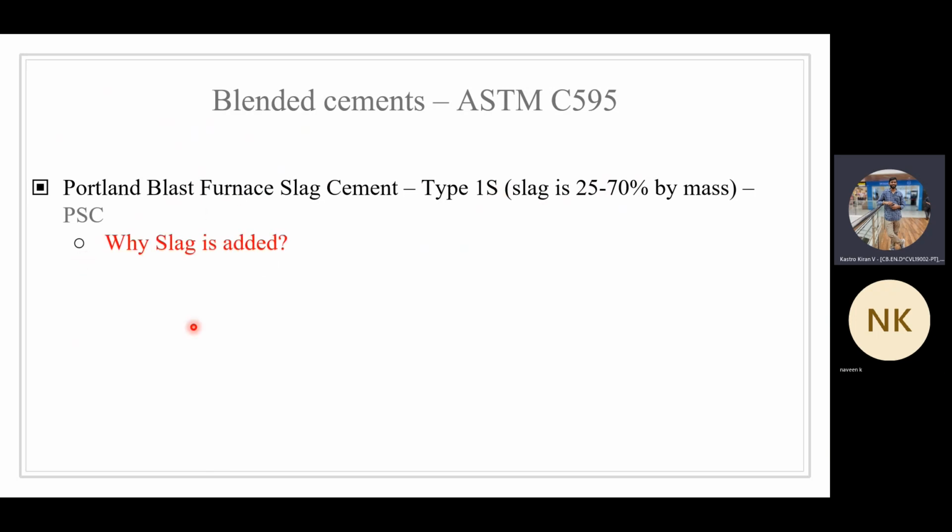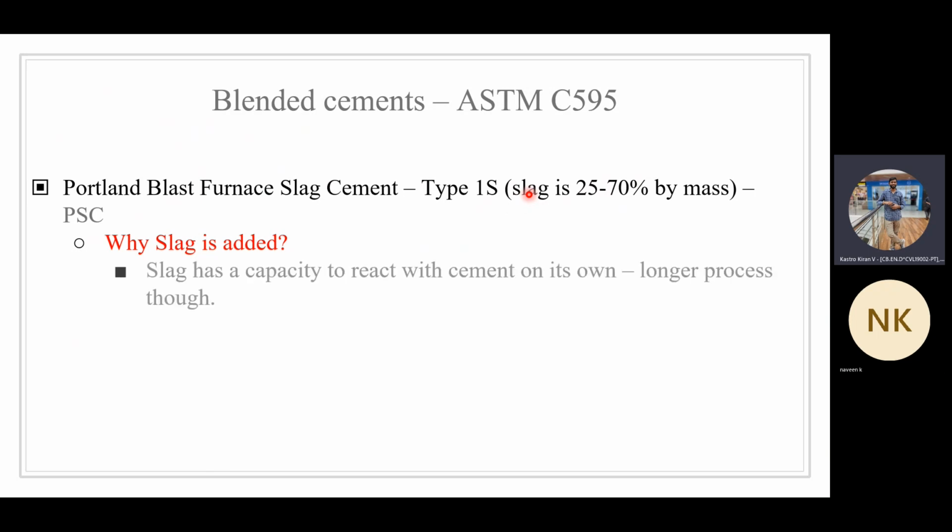So now the question is, why is slag added? Just like that, we cannot add any material and call that cement a blended cement. So we need to be specific about the properties of the material. Suppose here we are adding slag, but why are we adding slag? What is the importance, or what is the advantage that we get with the addition of the slag? The answer is that slag will have a capacity to react with the cement on its own. Though it's a longer process, or a time-consuming process, it's very good to have such kind of materials in the cement.